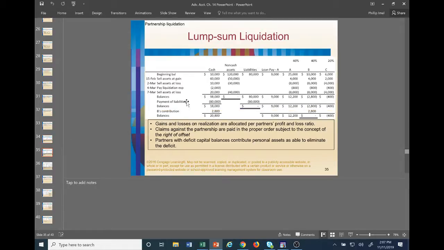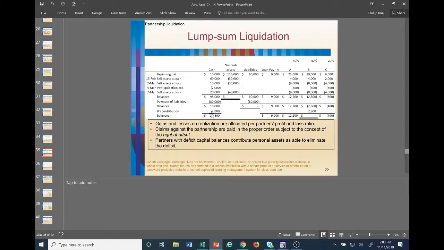Continuing on. B's contribution, because we know once the $80,000 was taken care of, we see on this line we have $18,000 cash remaining. No liabilities on the outside. We have a loan payable to partner A of $9,000. He still has $12,200 in his capital account. B has a deficit of $2,800, and C has a deficit of $400 at this point in time.